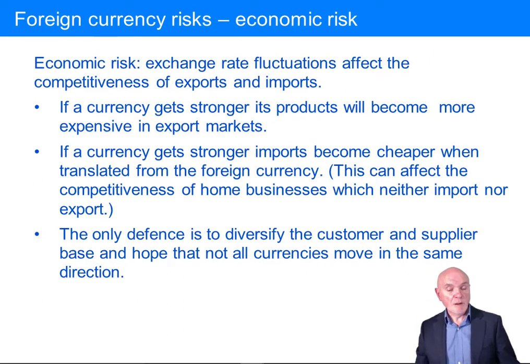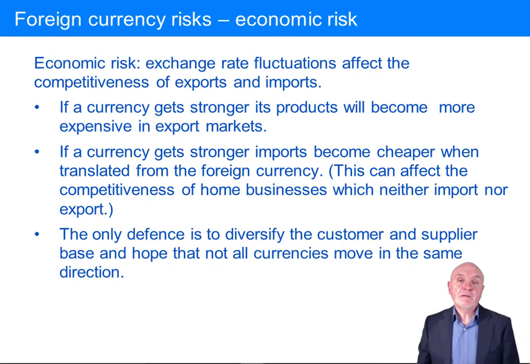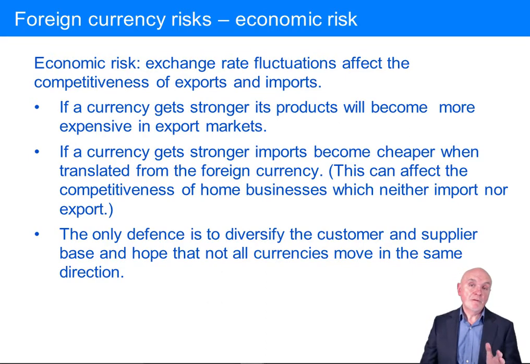So let's look at the economic risk a little bit more in detail. If the pound gets stronger, so the pound will get stronger if instead of there being, let's say, $1.30 to the pound, there was $2 to the pound. The dollar's got weaker. For £1 I'm getting $2, whereas when the dollar was stronger, for £1 I get $1.30.